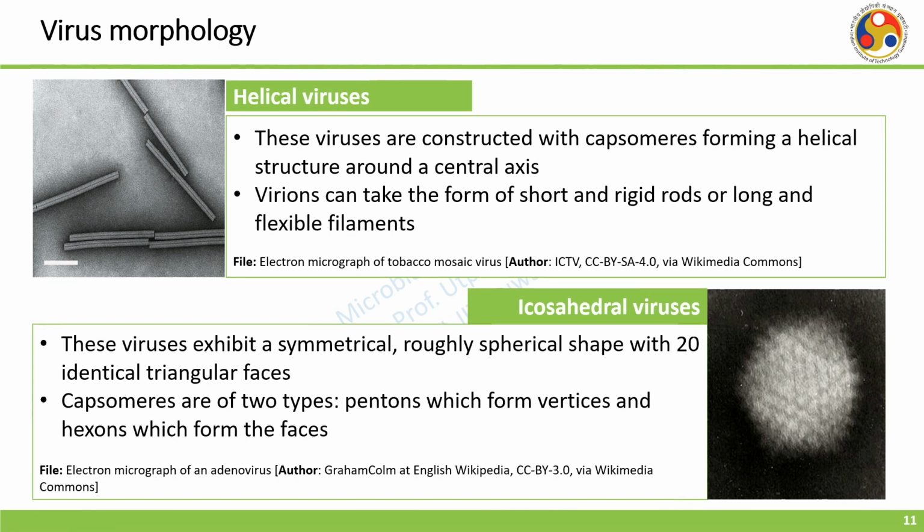Then there are viruses which are icosahedral. These viruses exhibit a symmetrical, roughly spherical shape with 20 identical triangular faces. Capsomeres are of two types: pentons, which form vertices, and hexons, which form faces. And here you can see the electron micrograph of an adenovirus.